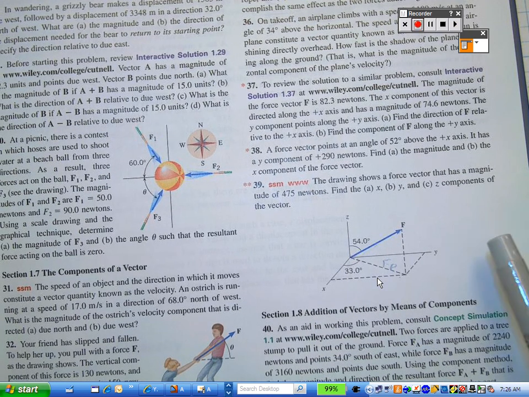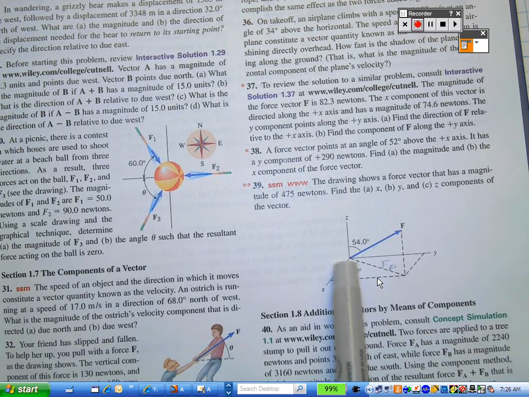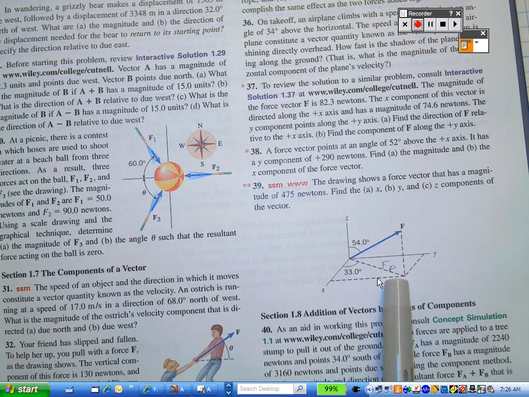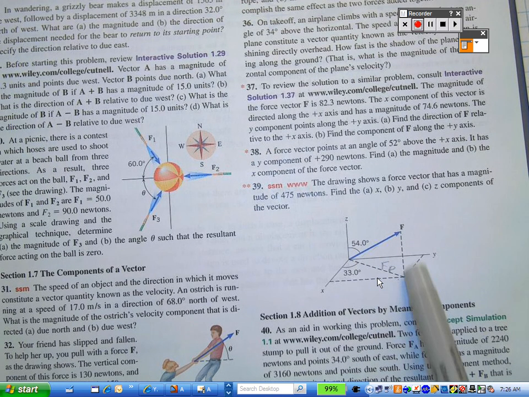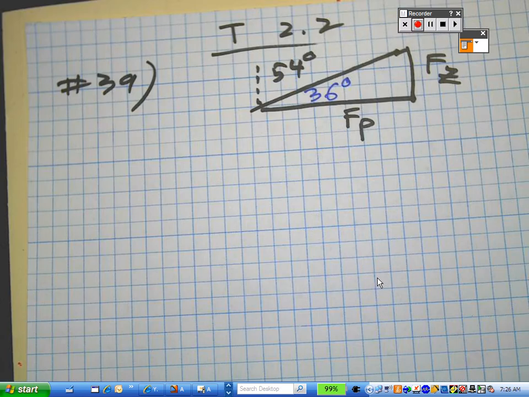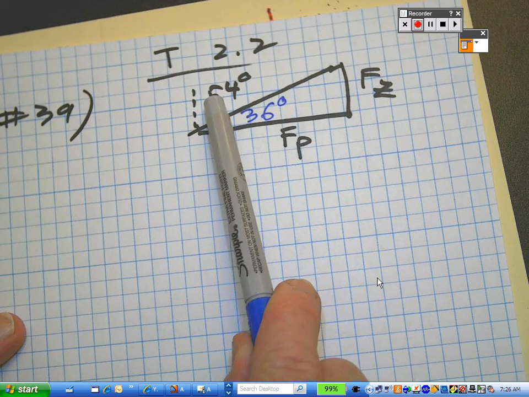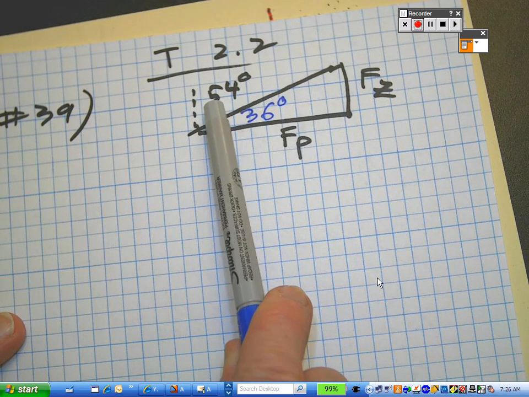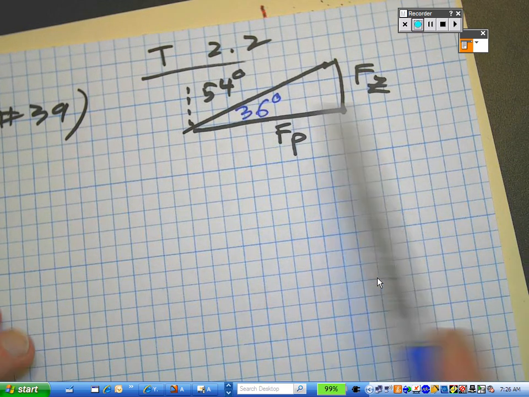So there's no reason we can't use trigonometry to find this adjacent side, which we can call the force on the plane, F sub p, and then the vertical side right there, which is the z component. And I'll show you what I mean. I've made a little diagram here. The 54 degrees is not a part of the right triangle, so subtract from 90 to get 36 as a starting point.